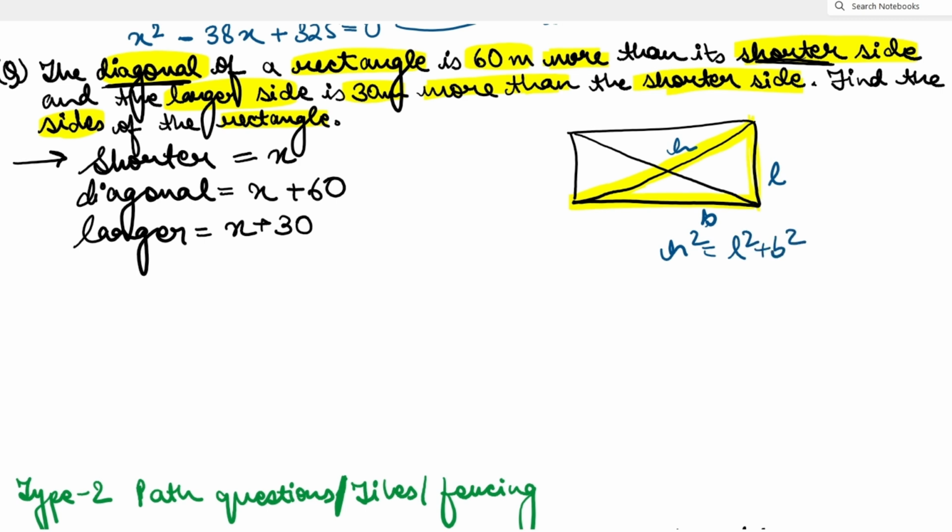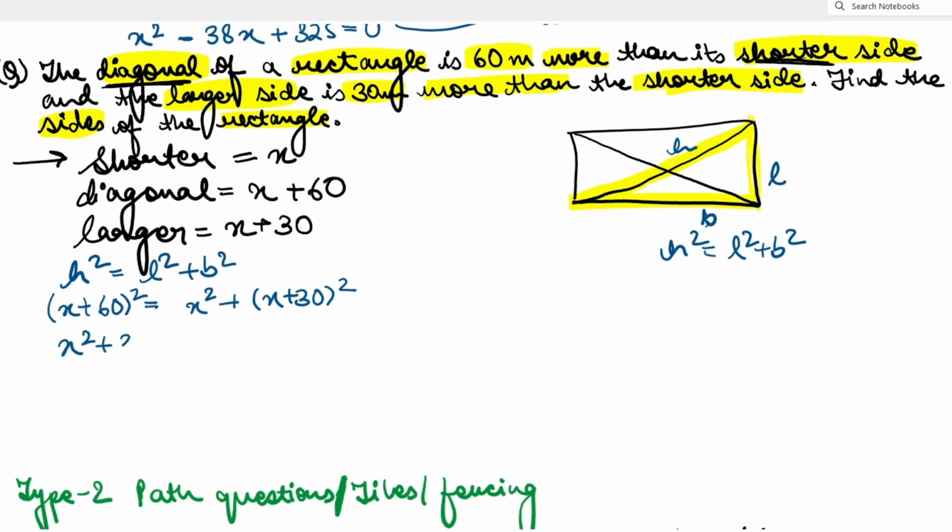This is nothing but a right angle triangle. So we can write it as h square is equal to L square plus B square, which means my diagonal is the hypotenuse. So we can write it as (x plus 60) whole square is equal to x square plus (x plus 30) whole square. Okay, we'll solve this.